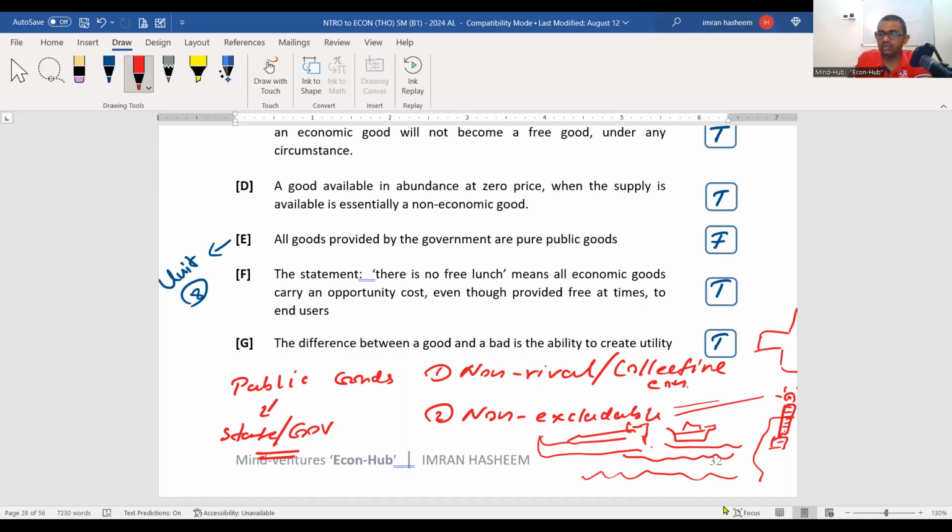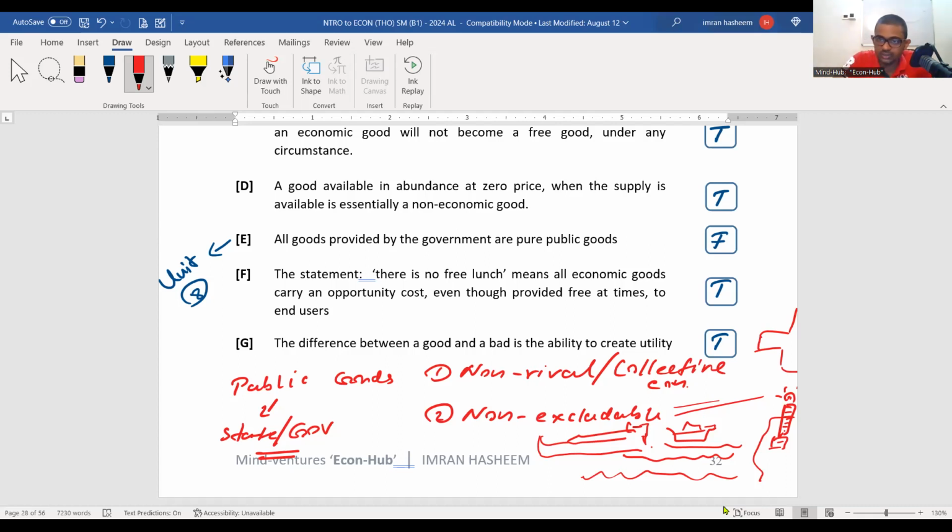Then non-excludable. What does non-excludable mean? Non-excludable means whether you are willing to pay a price or not, you can't be excluded, stopped from consuming the good. Once it's provided, whether you are a non-payer or a payer, doesn't matter. You get the service.